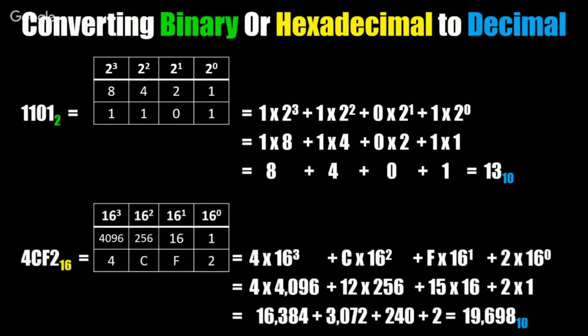It's the same principle with hexadecimal, just a little bigger numbers. We're given the hexadecimal number 4CF2. Just remember that this means 4 times 16 to the third plus C, or 12 times 16 to the second, plus F, or 15 times 16 to the first, plus 2 times 16 to the 0, which is 1. Work out that math problem and you'll see that 4CF2 in hexadecimal is 19,698 in decimal.